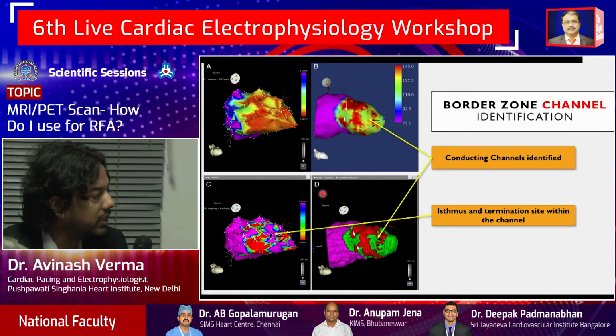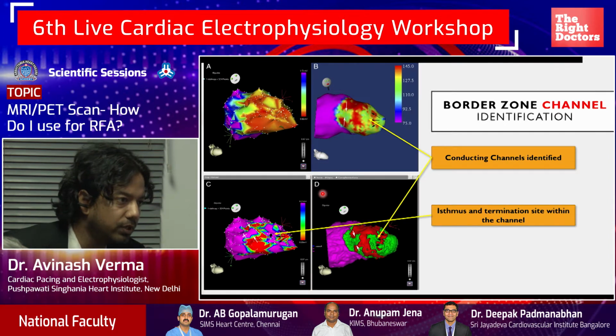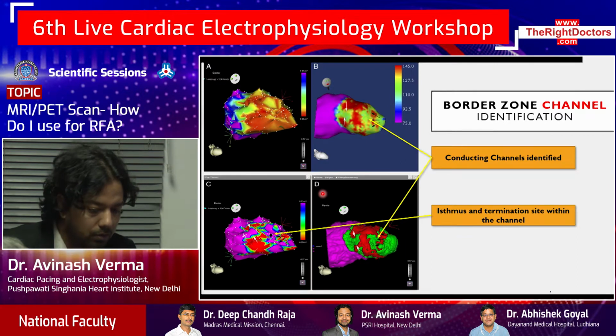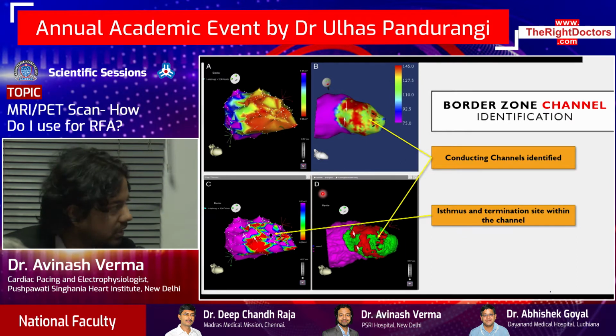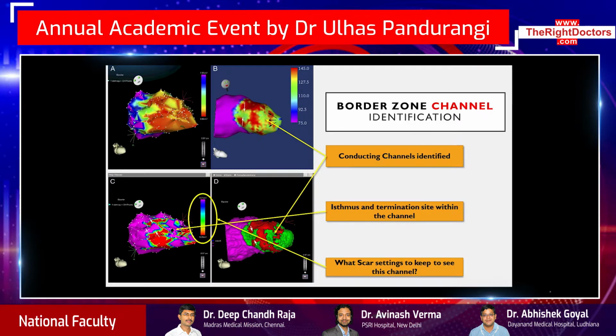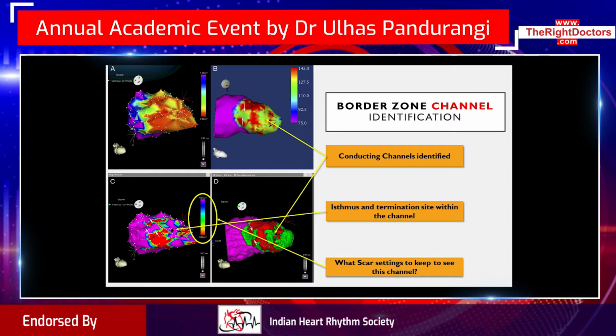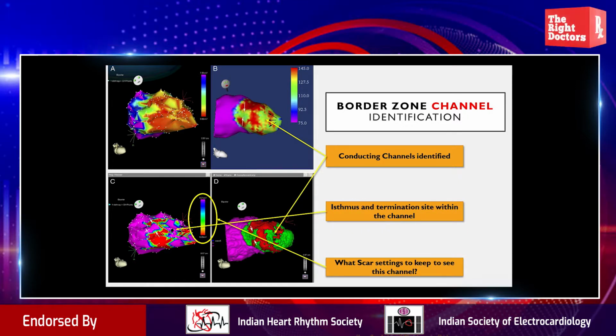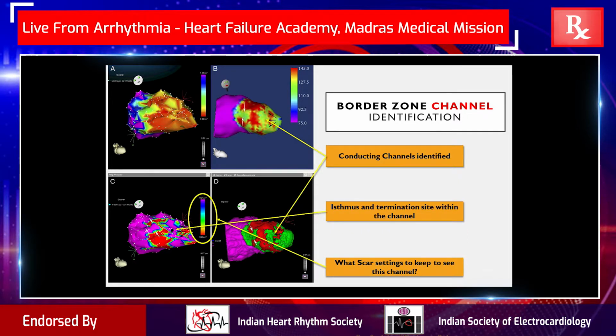Now you will think, okay, so I will keep on reducing. That's what we do normally, and that's one way to get this data without using MRI. But the problem is, what scar settings to keep to see these channels? There is no validated data on this. Like Dr. Kamal was saying, there is no lower limit. What scar settings will you keep?